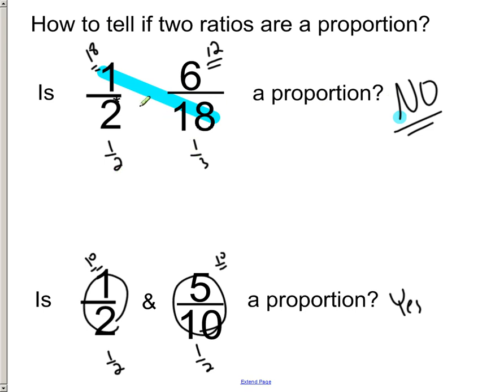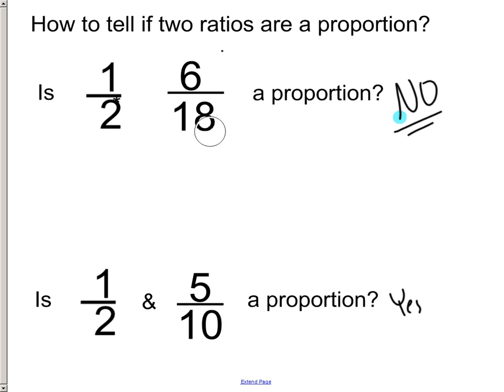So are they a proportion? No, because this is not the same as that. But this one, yeah, it's hidden, but if we simplified both of them, they're the same. And without getting into it, we just use that cross multiplication to check to see, are they the same? Okay? So I'm not going to go over that again.